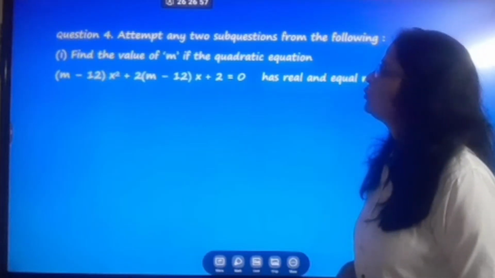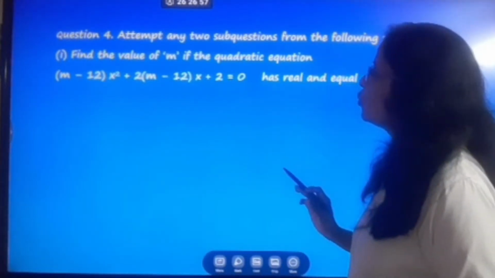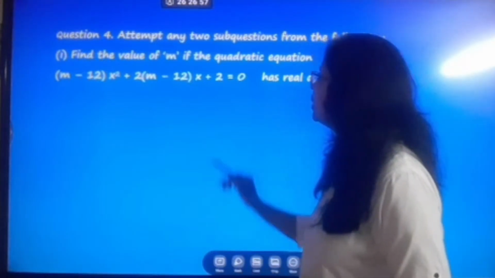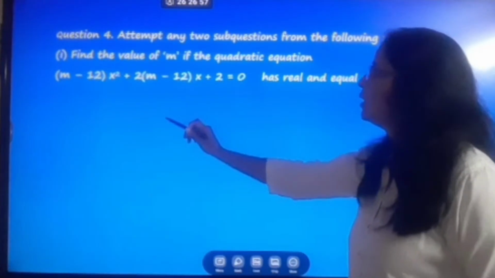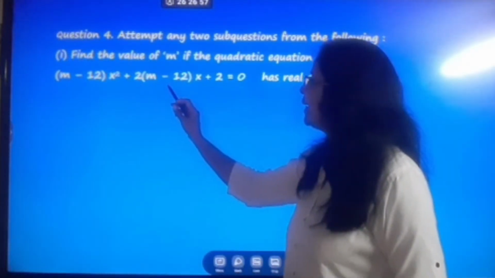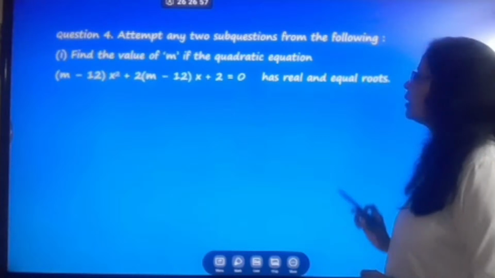Okay, let's go, question 4. Attempt any two sub-questions from the following. So find the value of m in the quadratic equation (m minus 12)x square plus 2(m minus 12)x plus 2 is equal to 0 has real and equal roots.